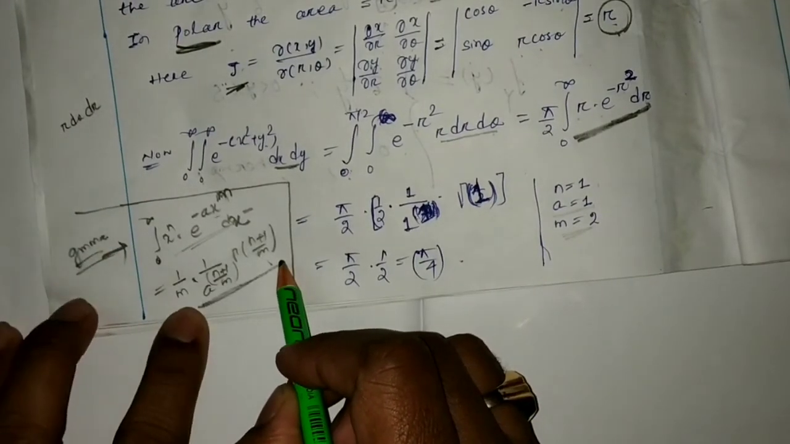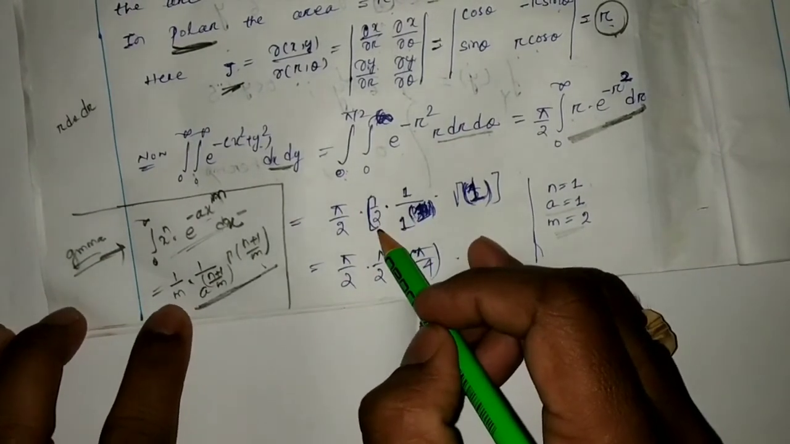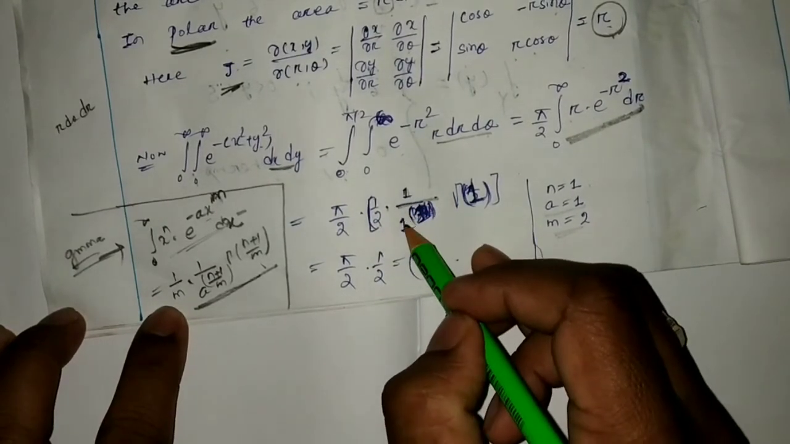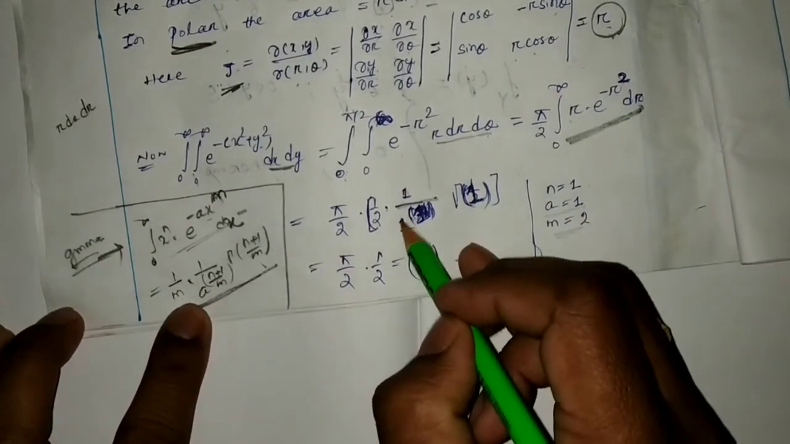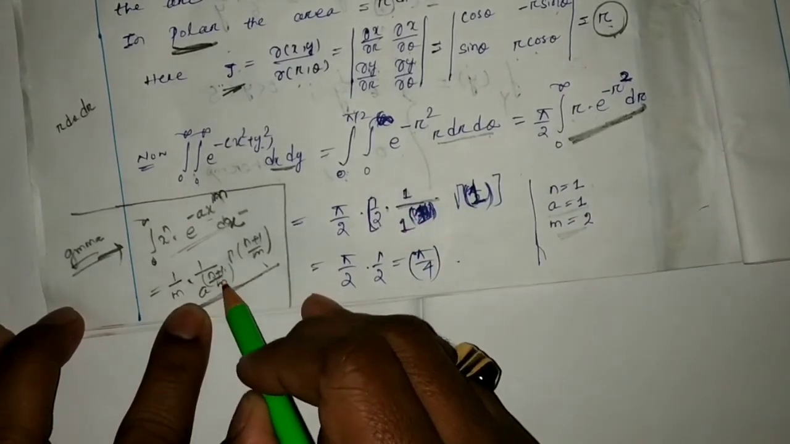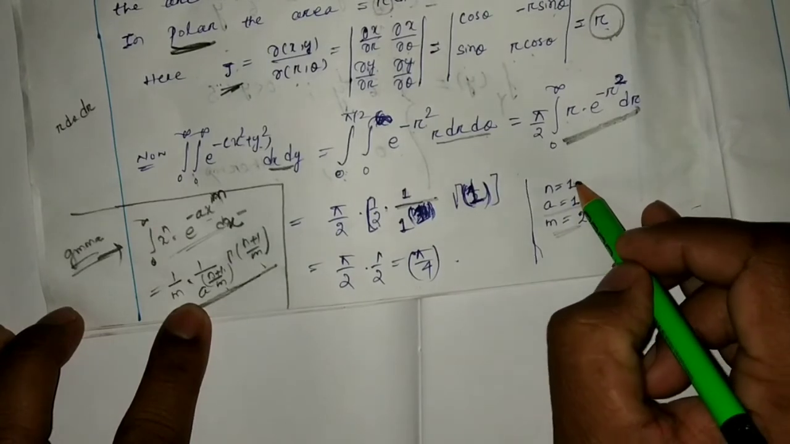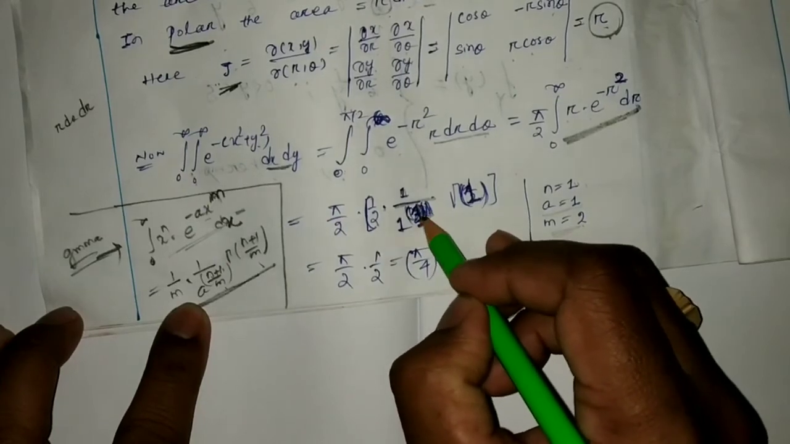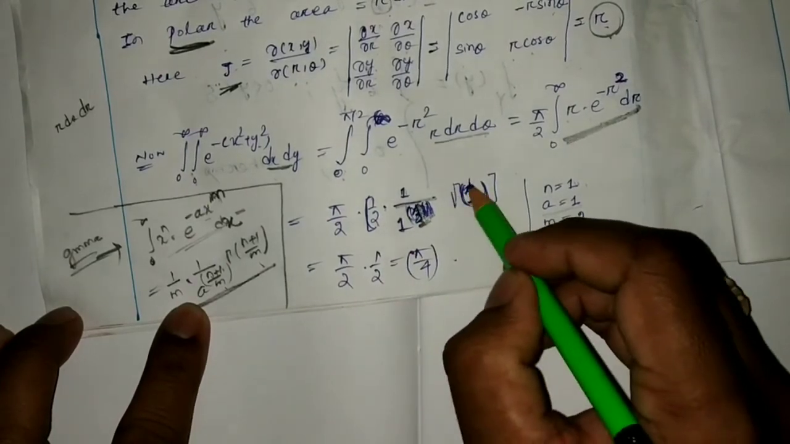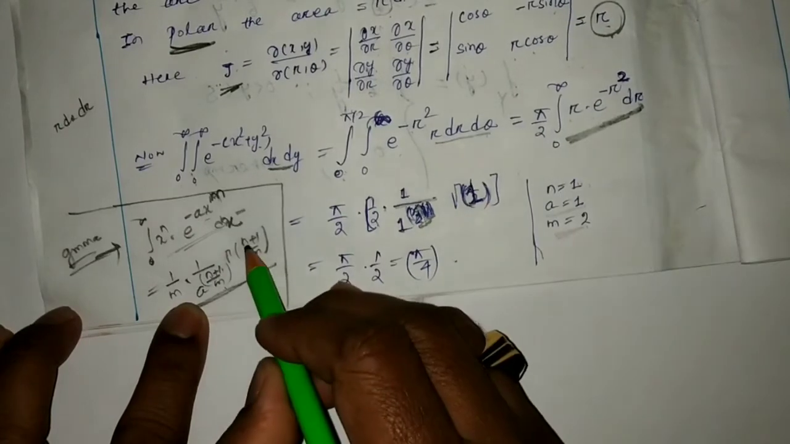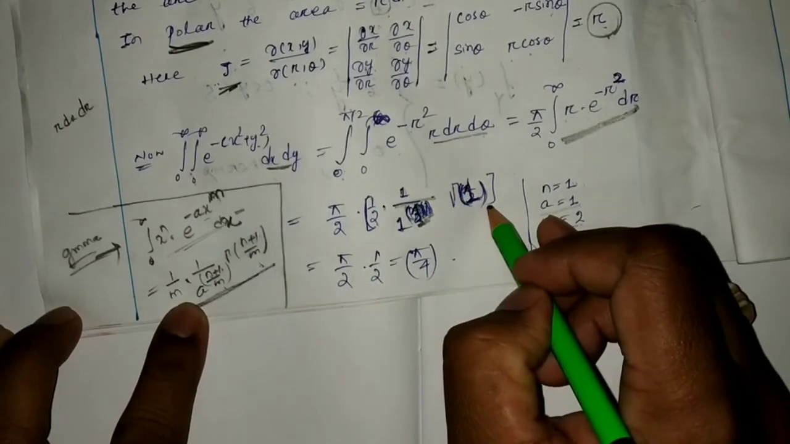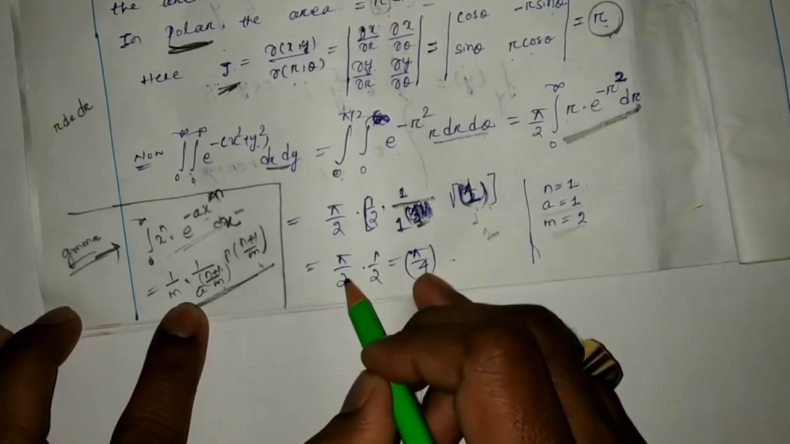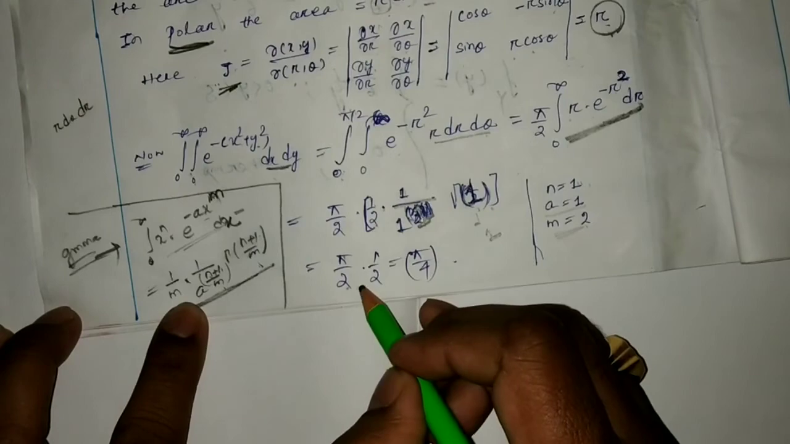Now we consider the output, and we get 1 by m, that is 1 by 2, into 1 by a, which is 1 to the power n plus 1 by m. N plus 1 by m means 2 by 2, that is 1. So 1 to the power 1 is 1, into gamma of n plus 1 by m, that means gamma 1. We know gamma 1 is 1. So we found pi by 2 times 1 by 2, so pi by 4 is the answer.